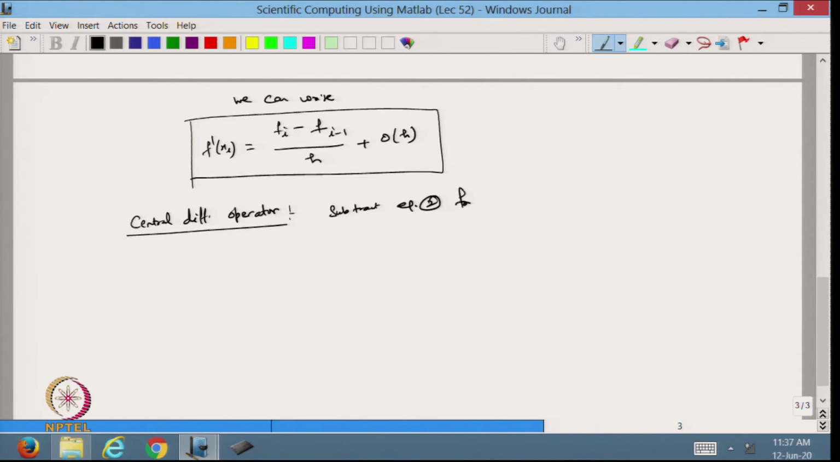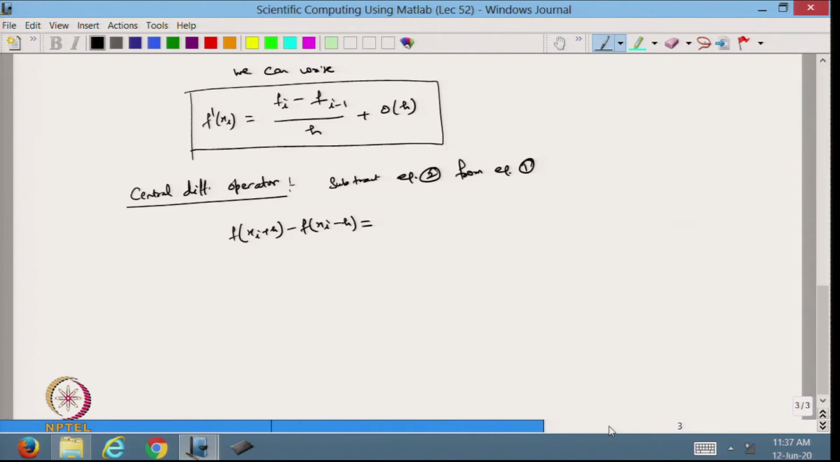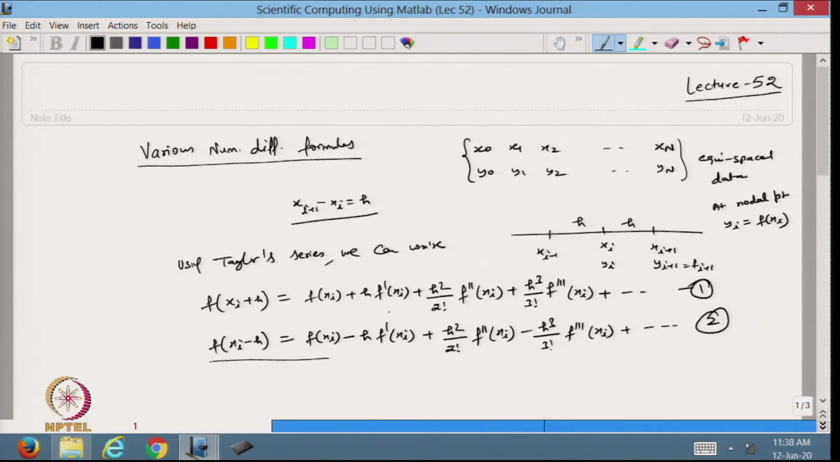So subtract equation 2 from equation 1. I can write the function at xi plus h minus f at xi minus h. I have written this because I am just subtracting 2 from 1. So this will cancel out and I will get this value. So from here I will get 2h f dash xi. Now this will again cancel out and this will be 2 times of this one.